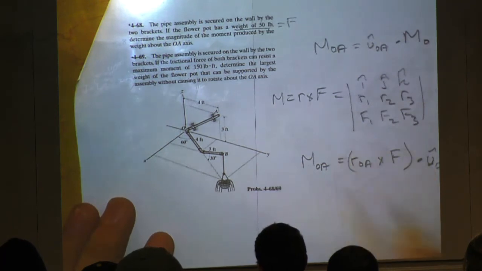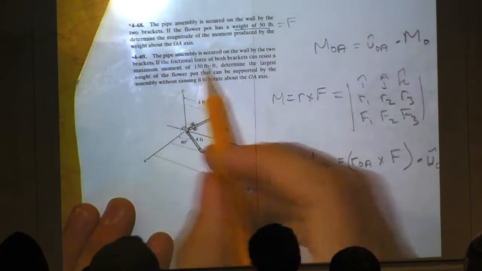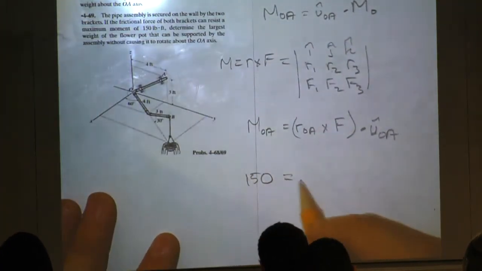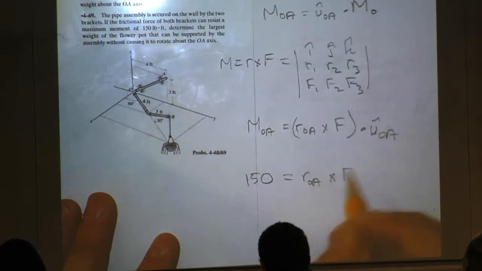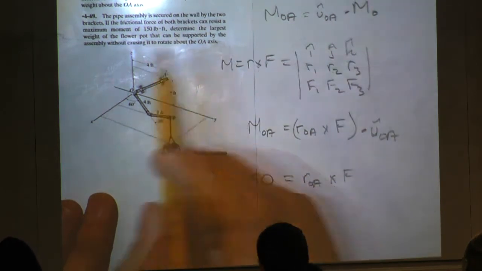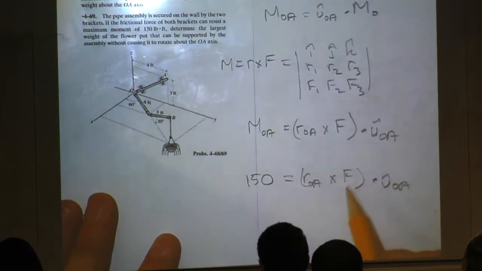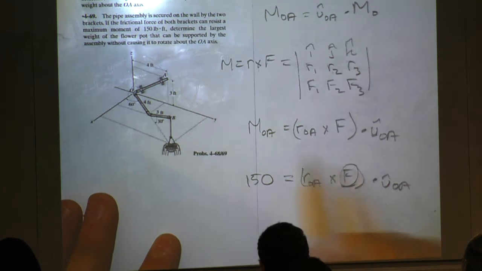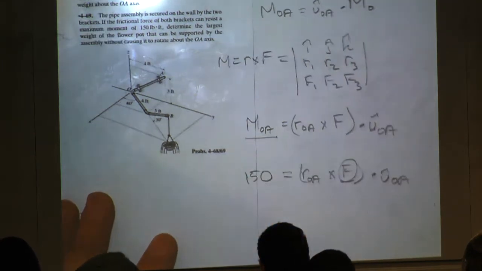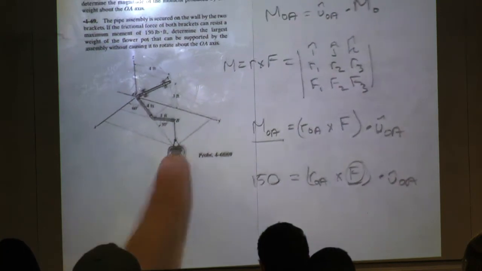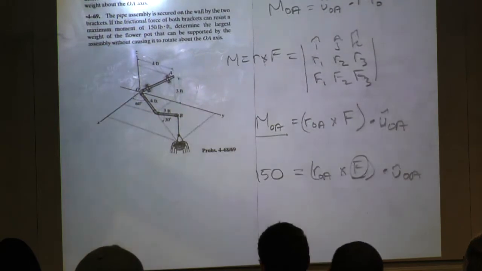So this equation that we got earlier, we're basically going to use that value that they give us, which is 150. So it's going to basically be 150 equal to ROA cross F supported by O. Right here, we're given the moment, and we're solving for the F. All right, so that's basically how we would solve this problem. It's not too difficult. There's not too many things you need to compute.